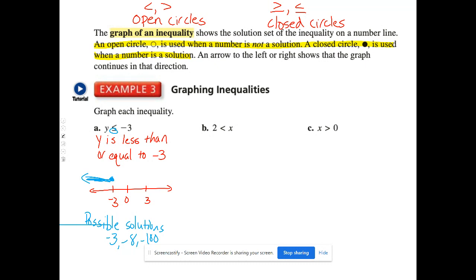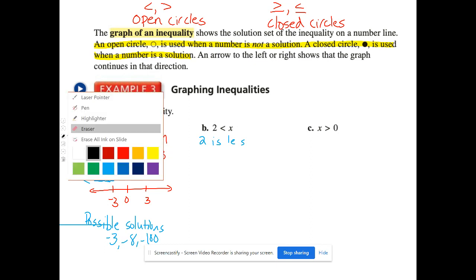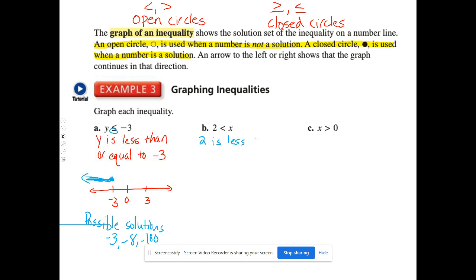Now, if we look at B, one thing I want to make note of, if we read this out loud, we would say 2 is less than x. So 2 is less than x. We like to have our variable on the left-hand side. So let's spin this around: x is greater than 2.